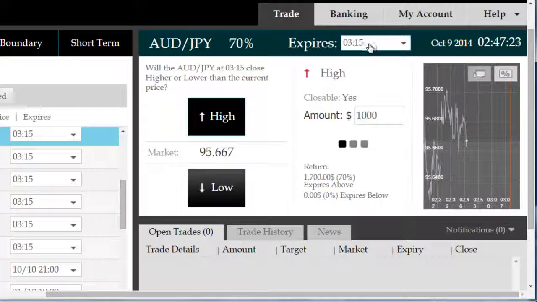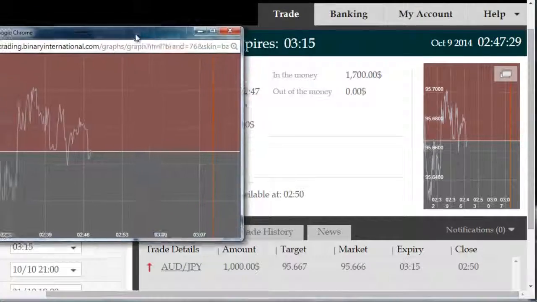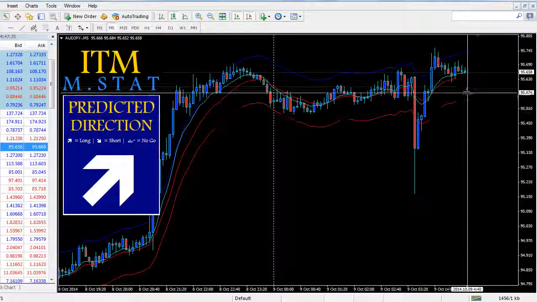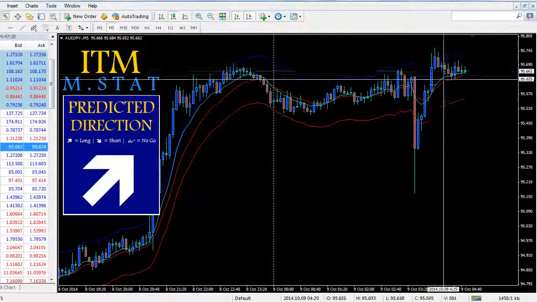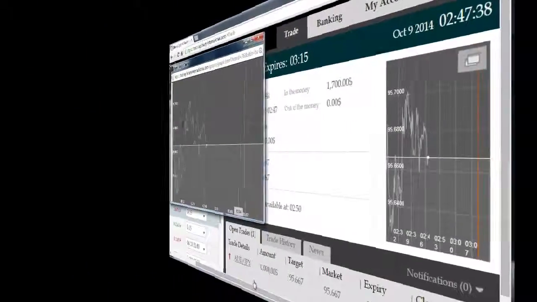Using ITM MStat on the M5 time frame, where the predicted direction is generated as a result of an aggregate multi-time frame algorithm. That data is then fed into another proprietary algorithm to give you the final result, leading to a decision, and we'll come back to you shortly with the results.